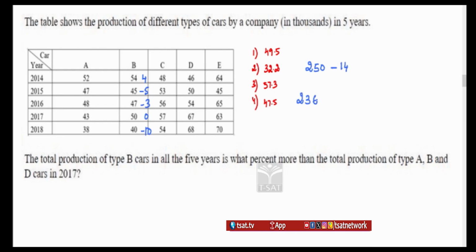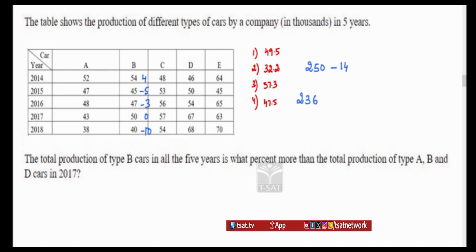You can actually do the normal sum also. But if the numbers are too difficult, sometimes these numbers are easy, but sometimes the numbers may be irritating or else not so friendly. So in that case, you can assume a number. So here I have assumed 50. I have taken 50 into 5, that is 250, and I have taken the deviations. I have done the sum of deviations, I got 14, therefore my sum is 236. This is the total data, which is nothing but total cards produced by type B in all the years, right? So the total number of cards of type B produced is 236. Is what percent more, which is nothing but percentage increase we have to find out.